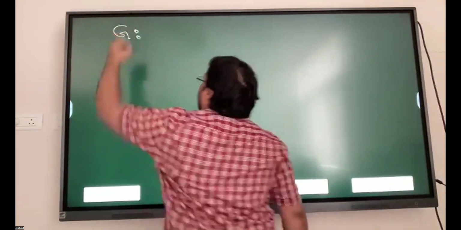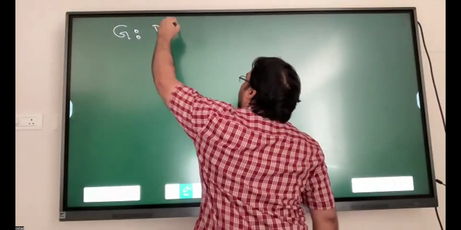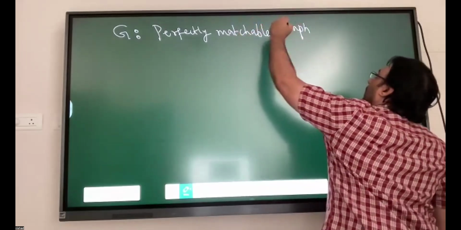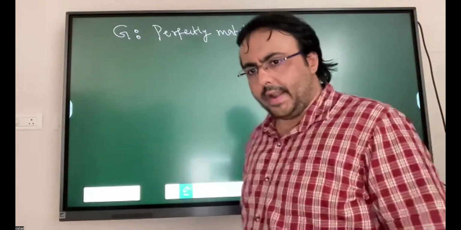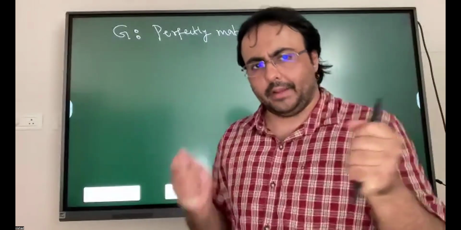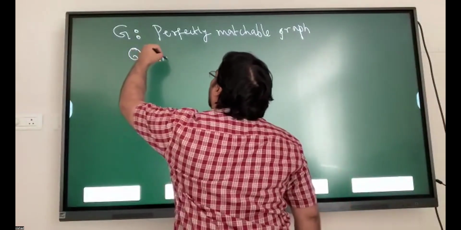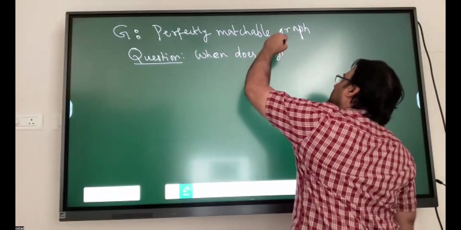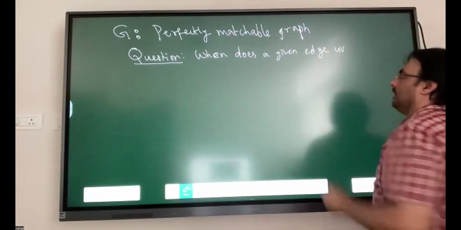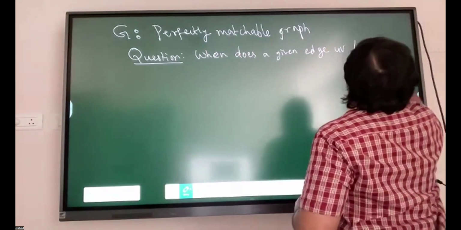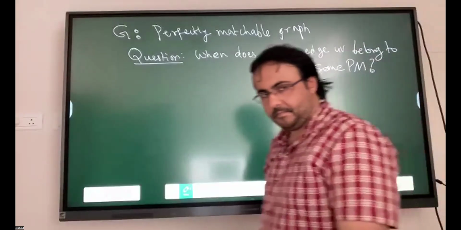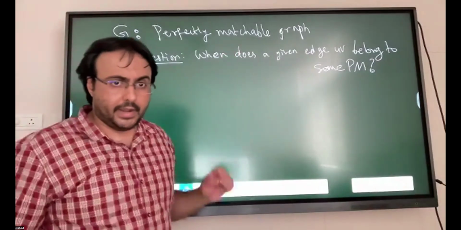Okay? So now I'm going to assume that G is a perfectly matchable graph. And what I want to understand is when does a given edge UV belong to some perfect matching? Right? This is what we want to understand. An if and only if statement.